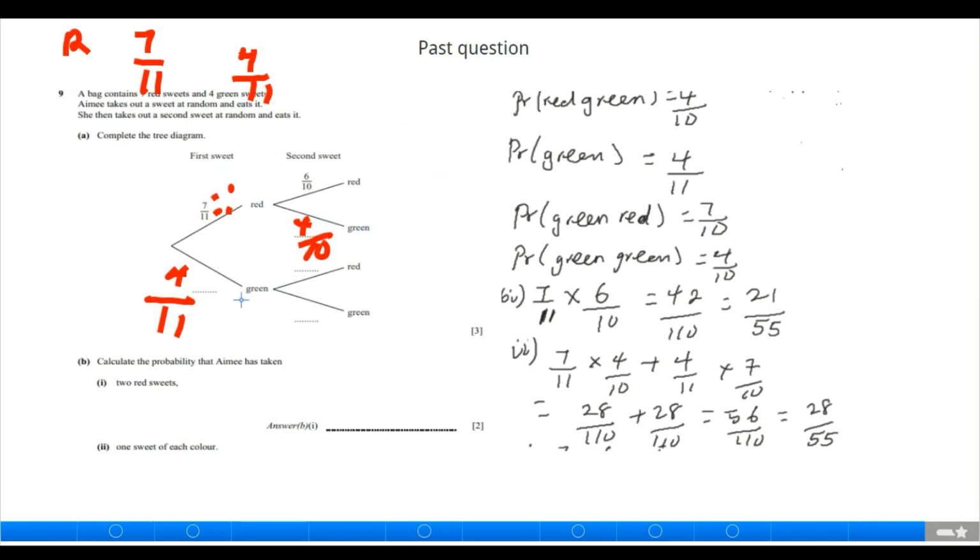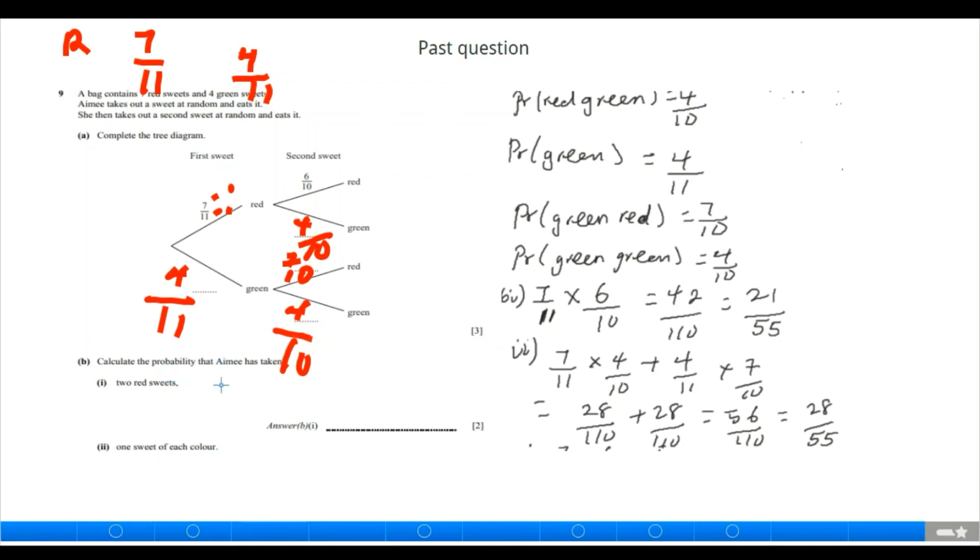Now come here to green, we are going to be having 7/10 here. Okay, what do we have? We have 7 to be the red, then we are picking without replacing, so we subtract 1 from the original value, and we have here for green, we are going to have 4/10. So we are subtracting as well.